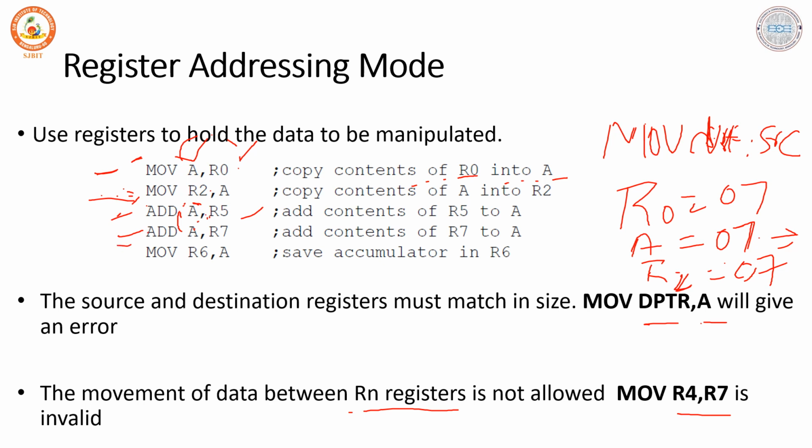Similarly, next I am adding A with R7. A is having some value like 07 and R7 will be having some value like 00. Again it will add both contents and store it in the accumulator. Now I am doing MOV R6, A. Whatever result is there in the accumulator, I am transferring it to one more register, R6. Here you can see that nowhere am I directly transferring from R0 to R2. Can you see this program? I am taking the R0 content to the accumulator, and from the accumulator I am transferring it to R2. But register to register transfer is not allowed in the 8051 microcontroller. So this is about the register addressing mode.